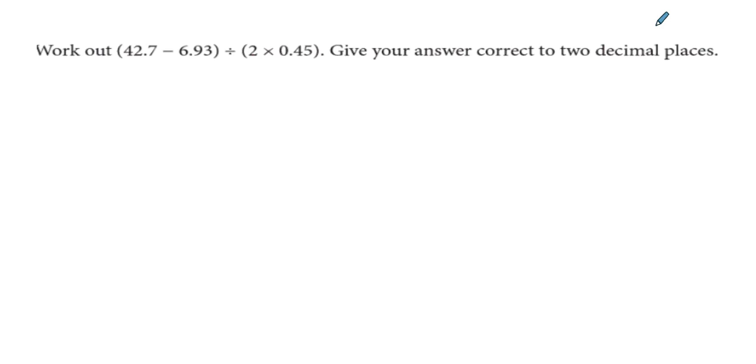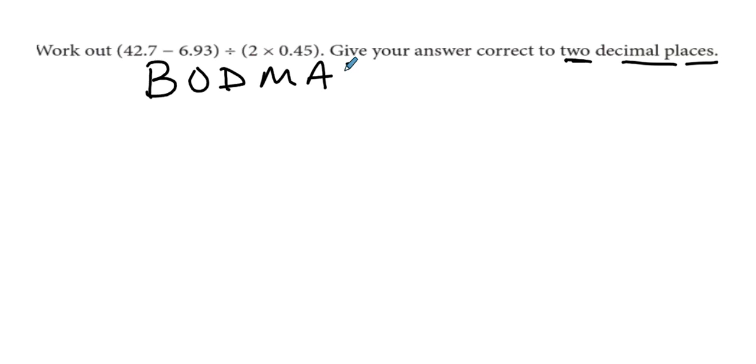Okay. Work out 42.7 minus 6.93, divide by 2 times 0.45, give your answer correct to 2 decimal places. Now we have to remember something we call BODMAS. How does it work? Begin with something inside the brackets. Now we have two sets of brackets, so we begin with those. Let us start with set number 1 of brackets.